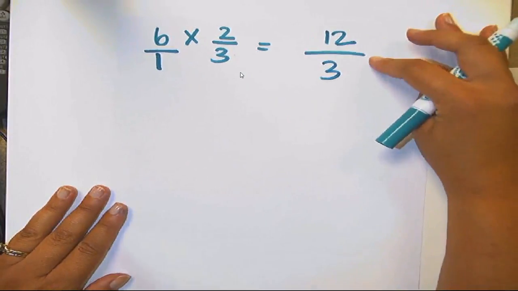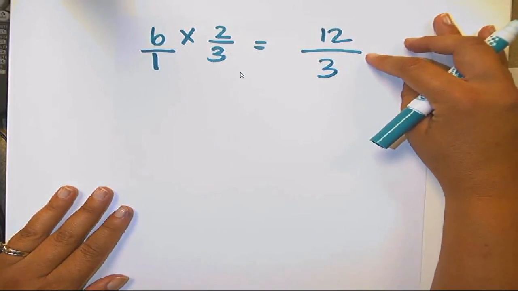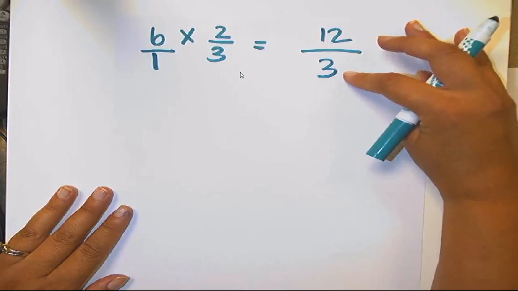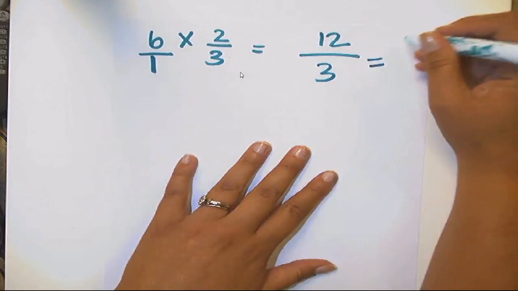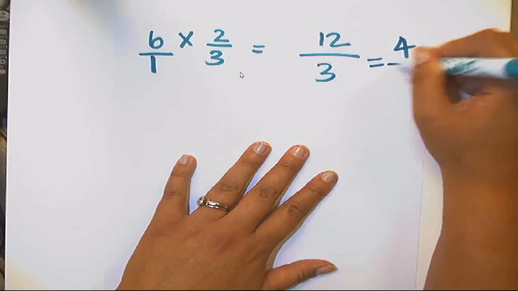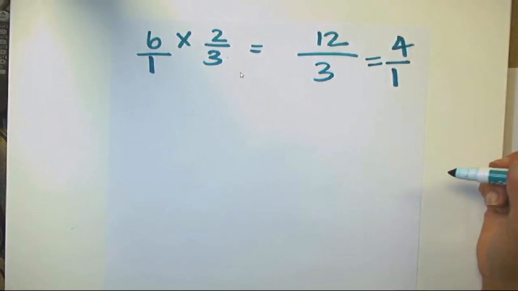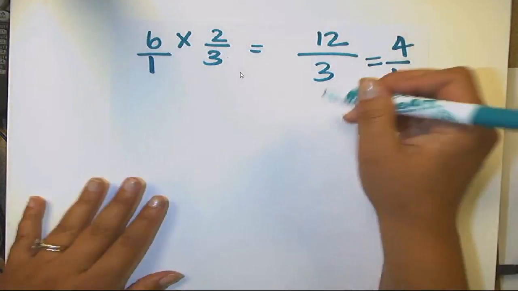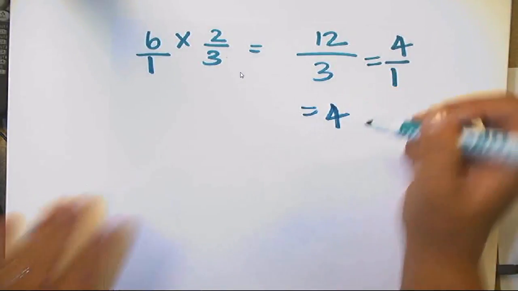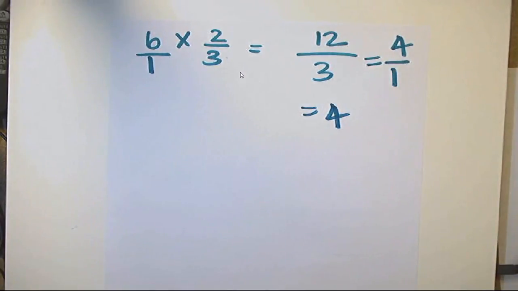I can look at this fraction and identify that I can reduce it. I know 3 will go into 12 4 times, so that reduces down. Technically, it reduces down to 4/1, but you would never leave a problem like that. So your answer is simply 4, okay?